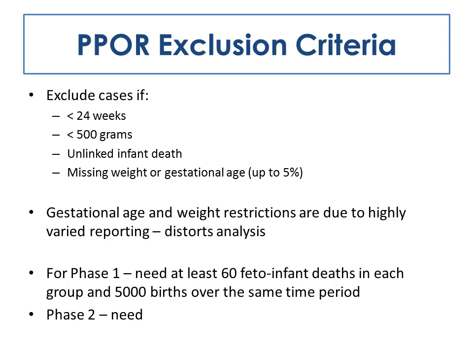So here is kind of when we go back to the fetal death question. For PPR, we have exclusion criteria, and we exclude the cases if they are less than 24 weeks, less than 500 grams, or if they are unlinked, and if they are missing weight or gestational age up to 5%. Sometimes we can impute that weight or gestational age, but typically, if it's 5% or less, we can just exclude it. And we exclude the fetal deaths that are less than 24 weeks because the reporting gets really hairy and it's inconsistent, basically unreliable for analysis, and it's kind of the same for 500 grams.